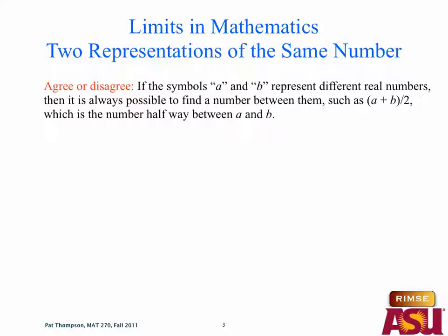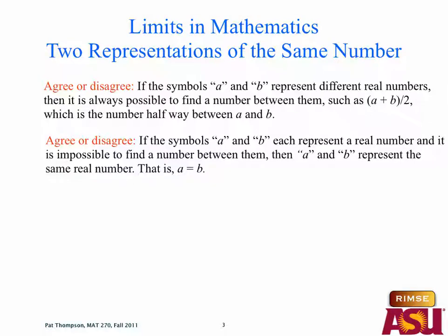Okay, so agree or disagree? If A and B are different numbers, then we can always find a number between them. For instance, their average. Agree. Right, if they're different numbers, we can always find a number between them. Okay, agree or disagree? If the symbols A and B each represent a real number, and it's impossible to find a number between them, then they must be the same number, A equals B. Agree or disagree? Okay, well you can disagree, but it's true. If you can't find a number between two real numbers, then they must be the same number.